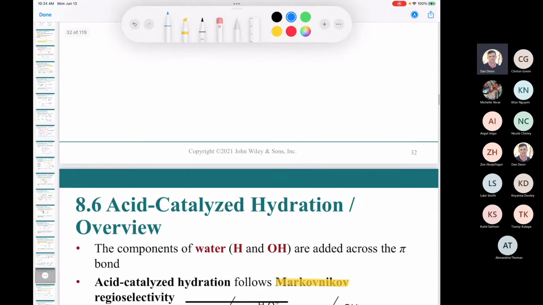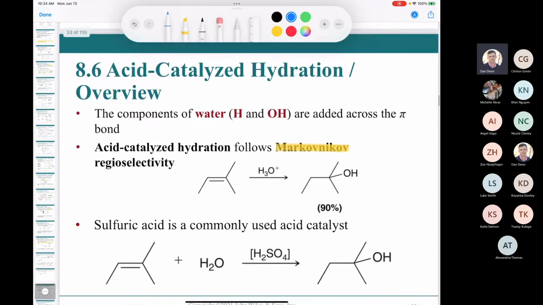Now we're going to move on to the next section, section 8.6, which deals with acid-catalyzed hydration. So you can imagine if you say you're hydrating something, you're adding water to it. So we can think of water as being H2O. We could draw the Lewis structure. We could write the condensed formula. They mean the same thing, but we're going to think about it as adding a hydrogen to one carbon and the hydroxyl, an OH, to the other carbon. And it is also going to proceed via Markovnikov regioselectivity. The rich are going to get richer.